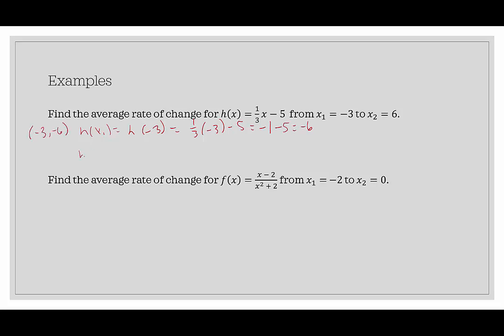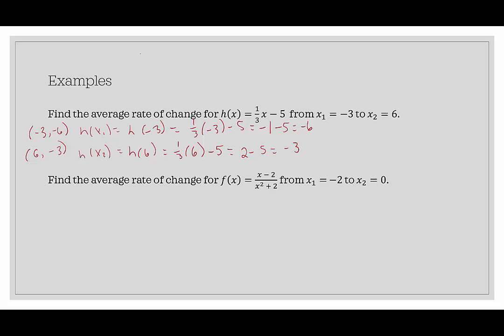How about x sub 2? So x sub 2, we're going to plug in 6. So we have 1/3 times 6 minus 5. 1/3 of 6 is 2, and 2 minus 5 is negative 3. So my second ordered pair would be 6, negative 3.